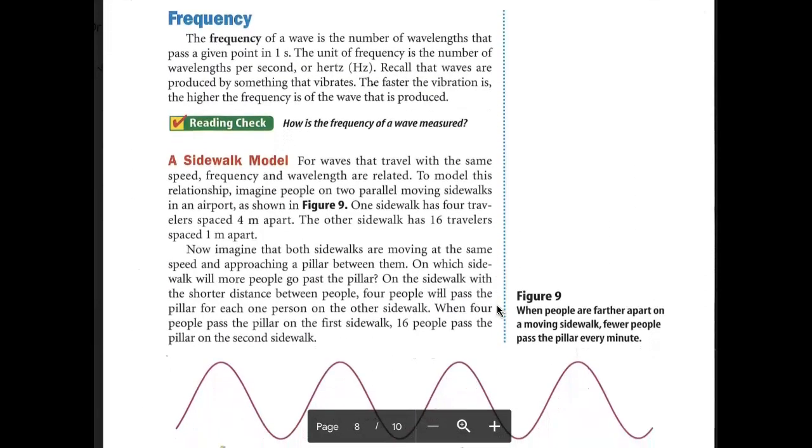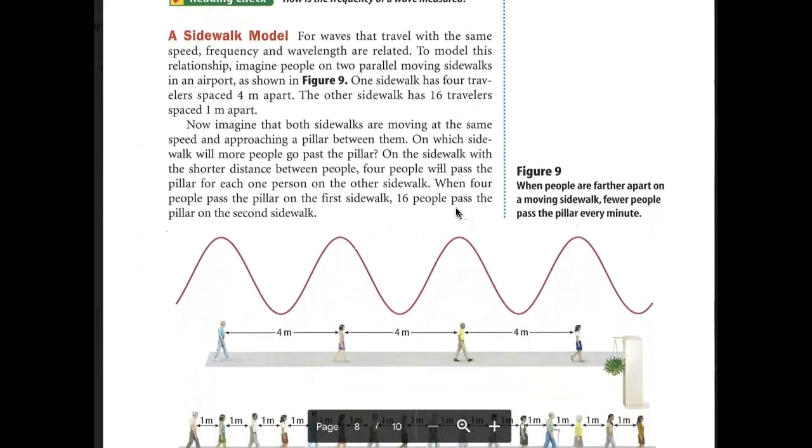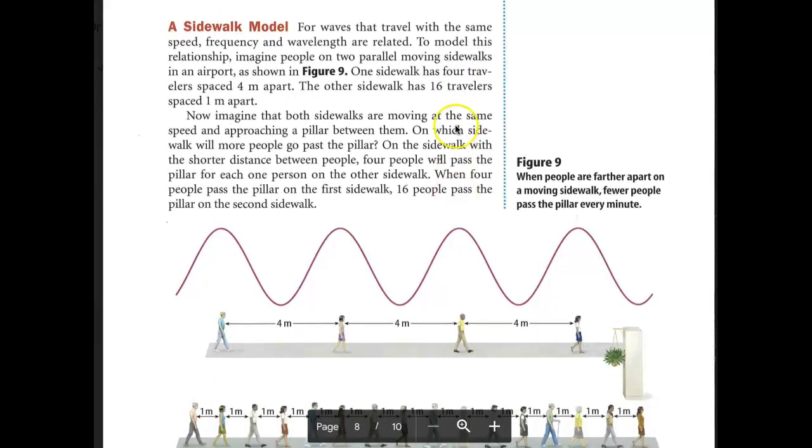Frequency. The frequency of a wave is the number of wavelengths that pass a given point in 1 second. The unit of frequency is the number of wavelengths per second, or hertz. Recall that waves are produced by something that vibrates. The faster the vibration, the higher the frequency of that wave. It's a sidewalk model. For waves that travel with the same speed, frequency and wavelength are related.